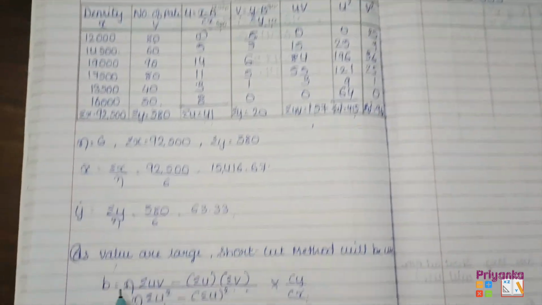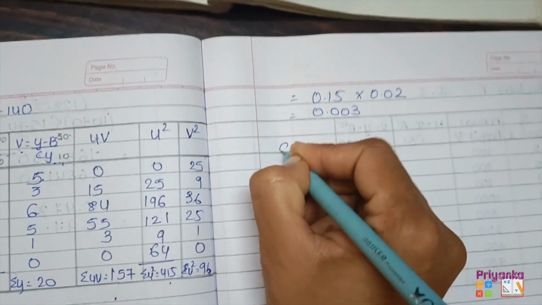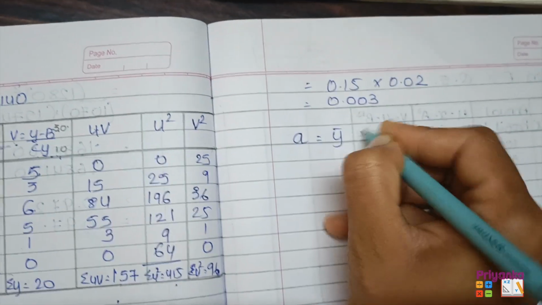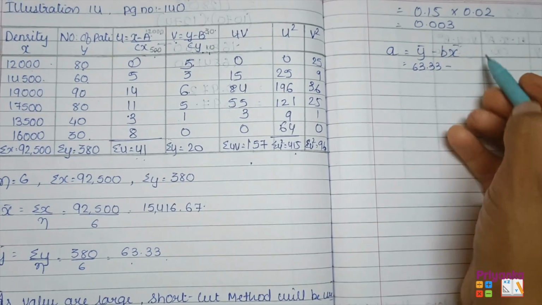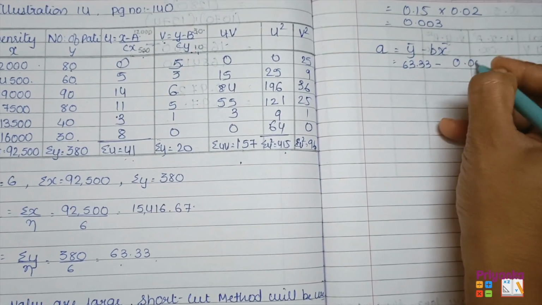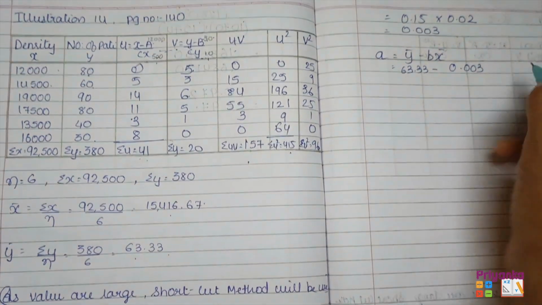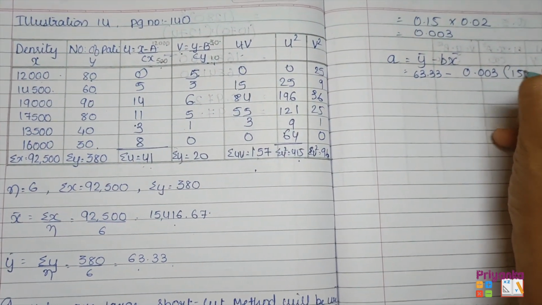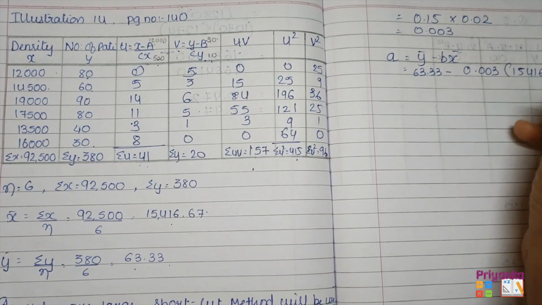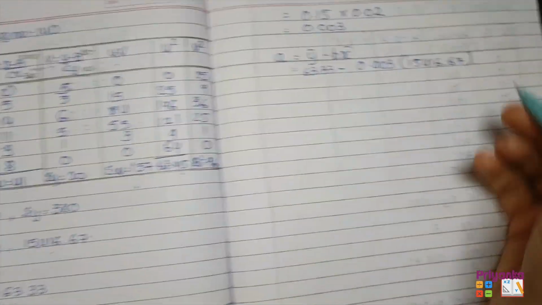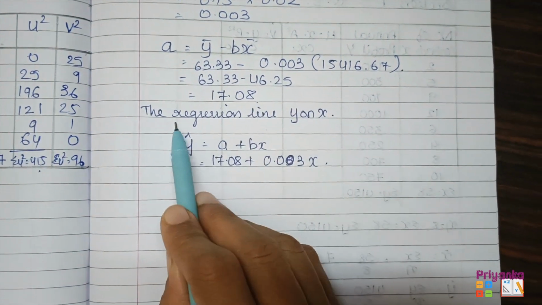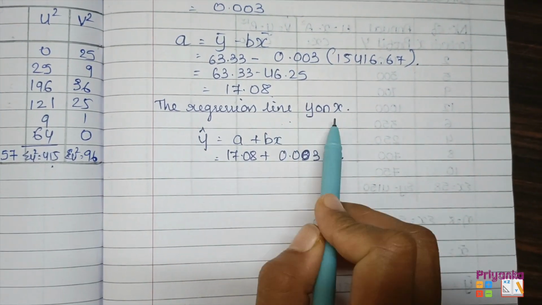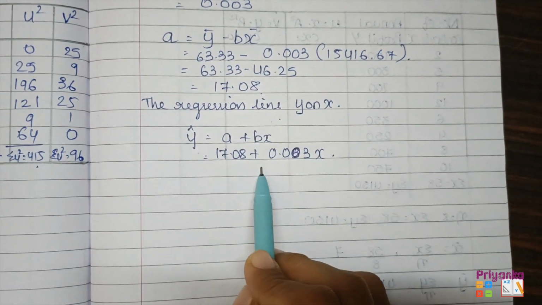The next step after finding b is to find out a, which is y bar minus b x bar. Y bar which we have found is 63.33 minus the b just now we found, 0.003, times x bar, that is 15416.67. So out of this calculation we got 17.08. Then as asked in the question, the regression line y on x, the y cap, has been made.